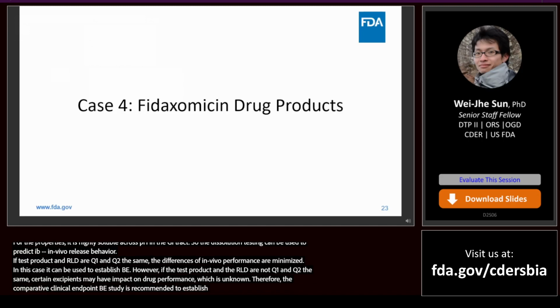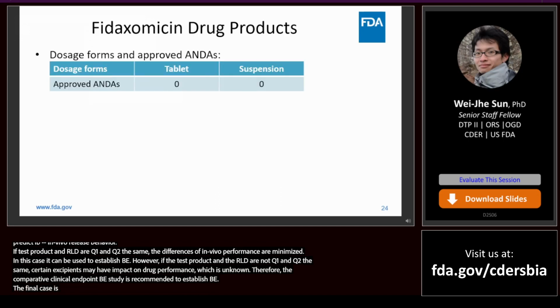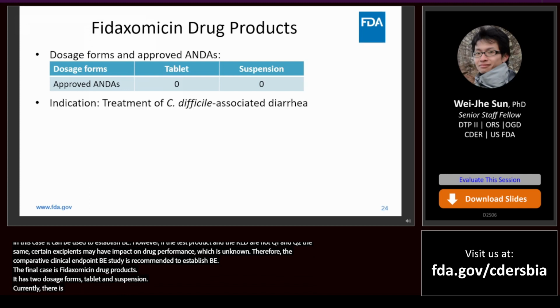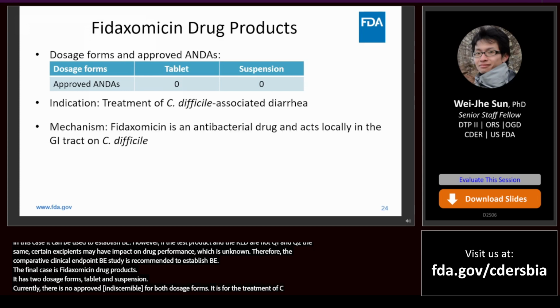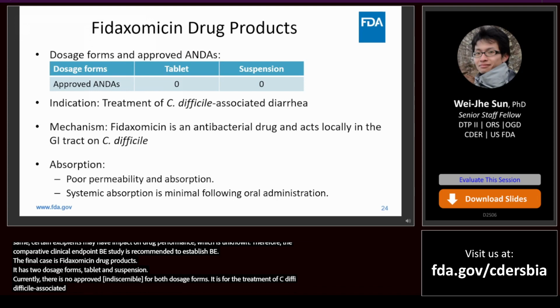The final case is fidaxomicin drug product. Fidaxomicin has two dosage forms, tablet and suspension. Currently, there is no approved ANDA for both dosage forms. Fidaxomicin is for the treatment of C. difficile associated diarrhea. It is an antibacterial drug by inhibiting RNA synthesis of bacteria.